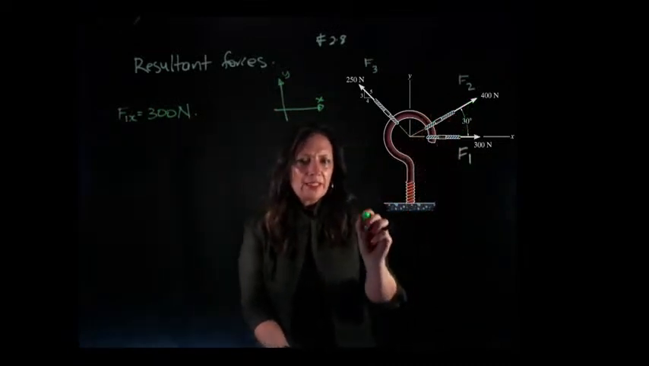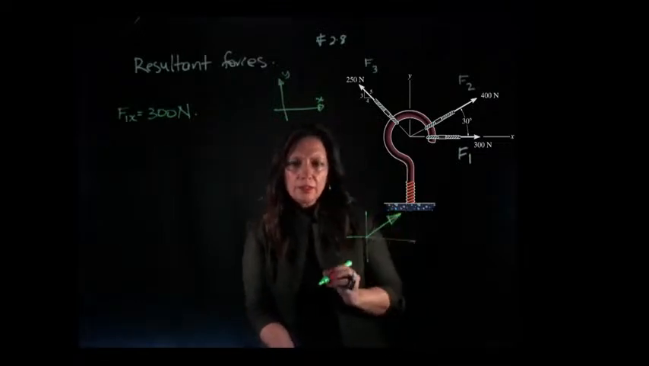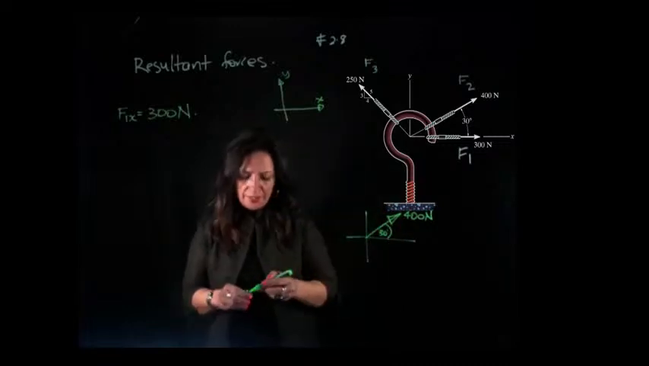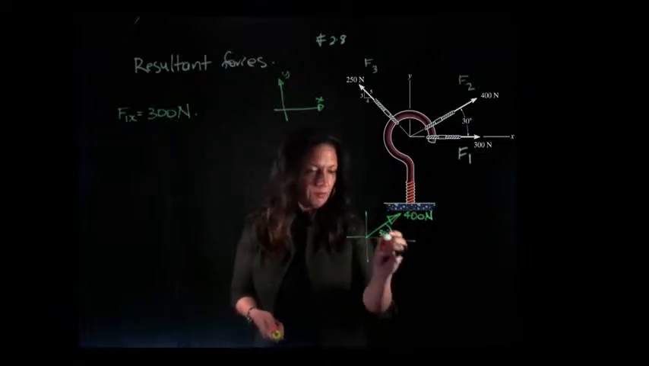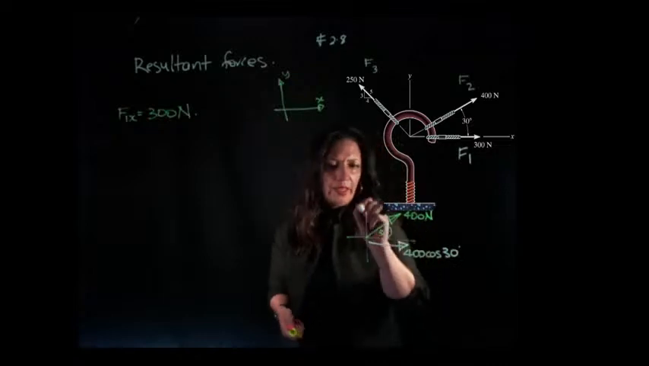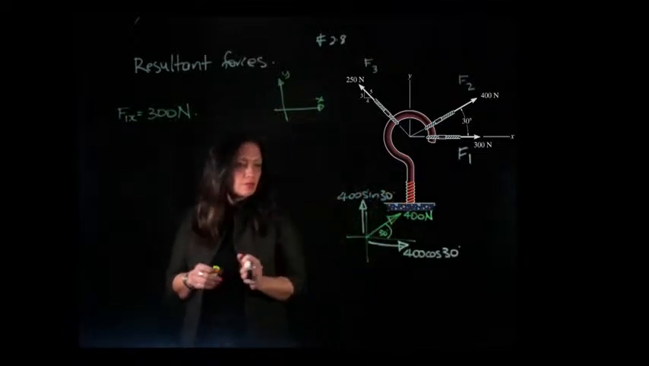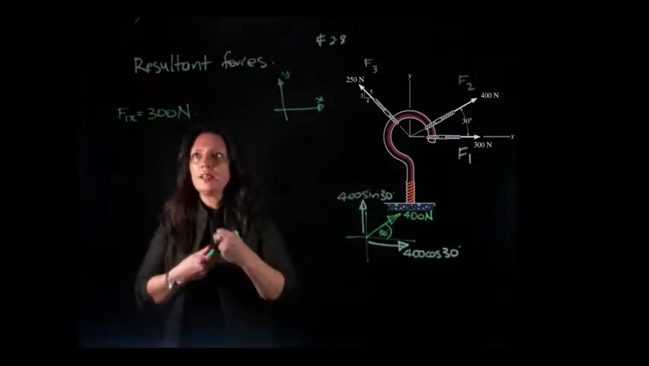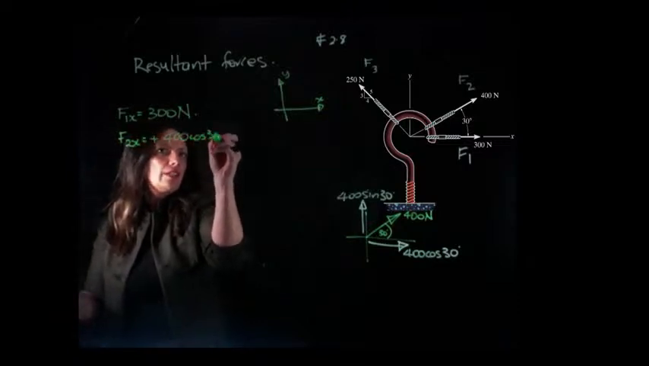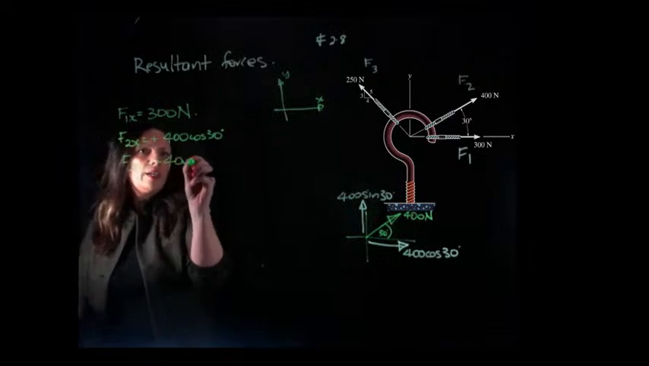Then if I take F2, and I draw a little axis down here, and I draw my force, my force is 400 newtons, and it's at an angle of 30 degrees. I need to break that up into x and y components. My x component is going to be 400 cos 30. Do you guys remember your trigonometry rules? And my y component is going to be 400 sine 30. So F2x is going to equal positive 400 cos 30, and F2y is going to equal positive 400 sine 30.